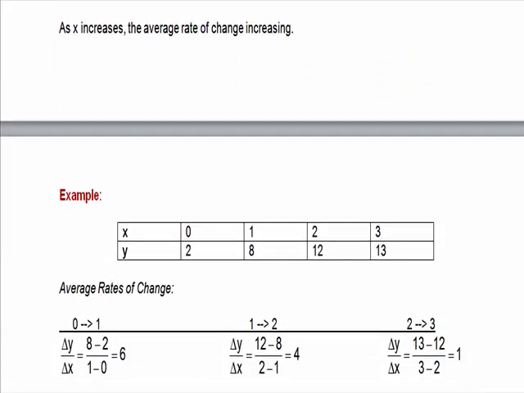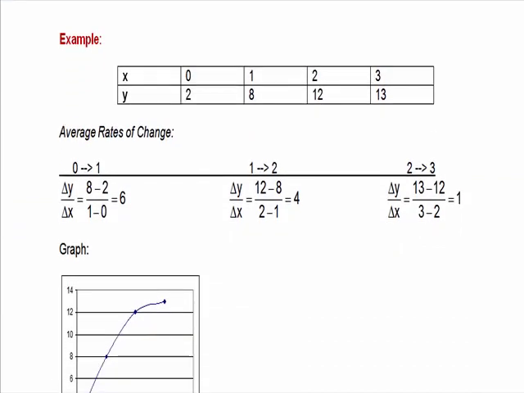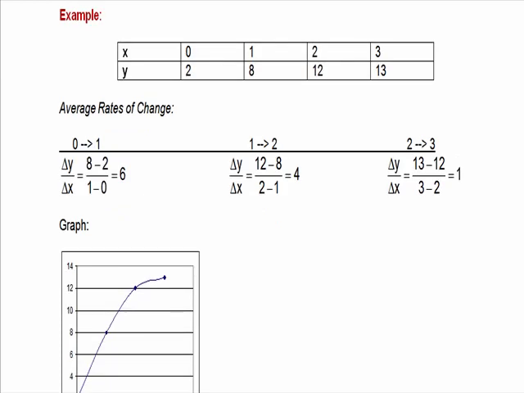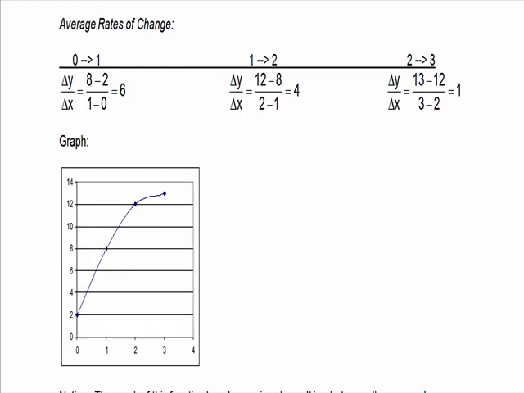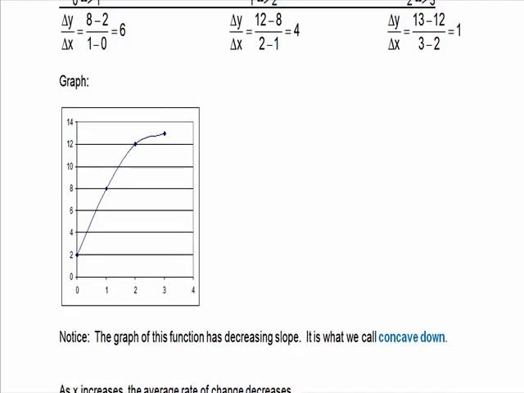Let's take a look at the second table. Again, 0, 1, 2, and 3, and this time the y's will be 2, 8, 12, and 13. And now if I take a look at the slopes, what I notice is my slopes will actually decrease. If I go from 0 to 1, my slope is 6. When I go from 1 to 2, my slope is 4. When I go from 2 to 3, my slope is 1. And so the slopes this time are decreasing. Notice if I graph these points, I get kind of a bending down shape, and the graph of the function has a decreasing slope.